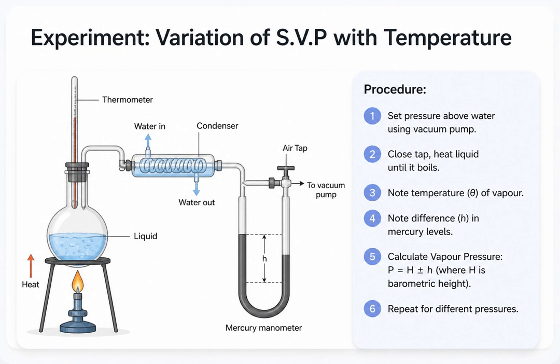At the boiling point, we record the temperature of the vapor. Simultaneously, we measure the difference in the mercury levels in the manometer, denoted as H. The actual vapor pressure is the barometric height H plus or minus this difference, H. By repeating this process at various pressures, we can collect a series of temperature and pressure data points.